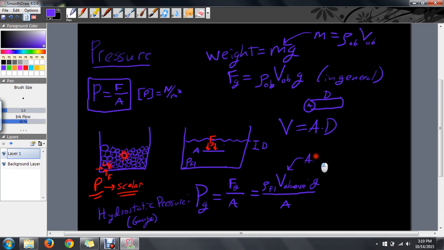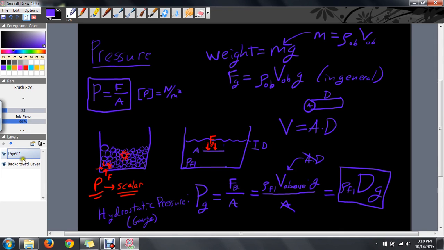So the A's cancel. And you get that it is the density of the fluid times the depth times G. So the hydrostatic pressure is the density of the fluid times the depth times G.